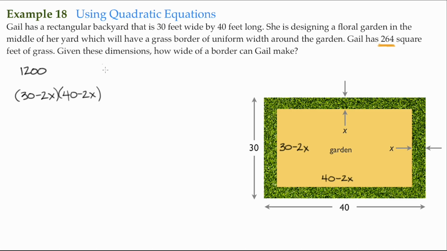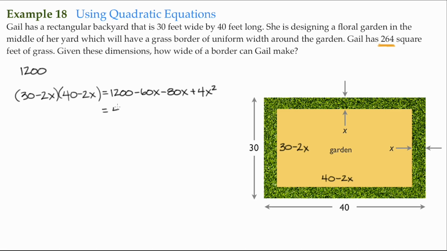So 30 times 40, that'll give us 1,200. 30 times negative 2x, that's negative 60x. Negative 2x times 40, that's negative 80x. And negative 2x times negative 2x, that's positive 4x squared. So here, it turns into our quadratic, which is the whole point of this exercise here.